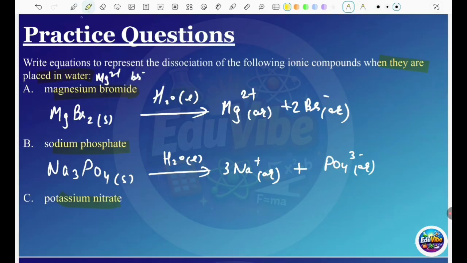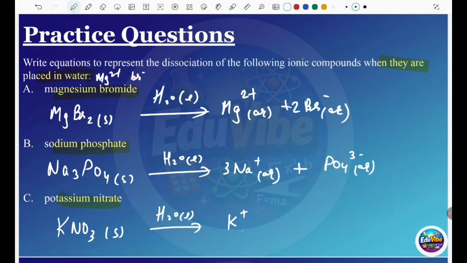Next, we have potassium nitrate. Nitrate is a polyatomic ion again. So it's NO3 minus and K plus. So we get KNO3, again solid, and you put it into water. You get K plus aqueous plus NO3 minus aqueous. So easy, just doing the dissociation when they place it in the water. Keep doing these examples on your own, and you will get good at it.